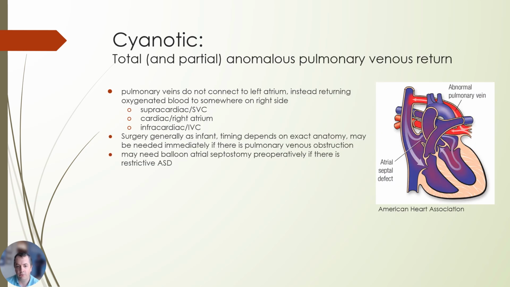Total anomalous pulmonary venous return and partial pulmonary venous return. The pulmonary veins in this case do not connect to the left atrium, instead returning oxygenated blood to somewhere on the right side, whether that's the supracardiac location, such as the SVC, cardiac location such as the right atrium, or infracardiac such as the IVC. Surgery for this is generally done as an infant. The timing and type again will depend on the exact anatomy. It can be needed sooner if there is pulmonary venous obstruction. Blood flow may rely on an ASD, and if that's restrictive, they may need a balloon atrial septostomy preoperatively.